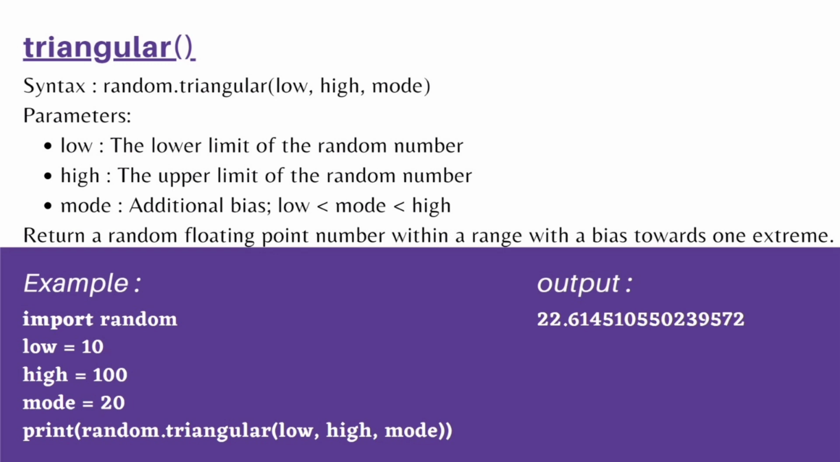Triangular. Syntax is random.triangular(low, high, mode). Parameters: low is the lower limit of the random number, high is the upper limit of the random numbers. Mode is an additional parameter, where low is less than mode, and mode is less than high. Returns a random floating point number within a range with a bias towards the mode.